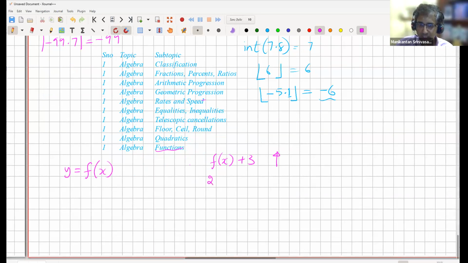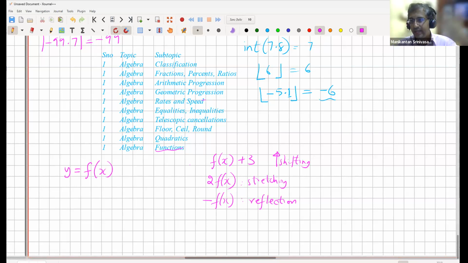Now, if I have 2 times f of x, that's stretching it by a factor of 2, right? It's elongating it by a factor of 2. So this is stretching. This is shifting up in this case, right? And if I have minus of f of x, it's a reflection, right? Reflection in the vertical direction. If f of x is, let's say, going up, minus f of x will go down. So it's a reflection in the vertical direction, or rather a reflection about the x-axis, right?